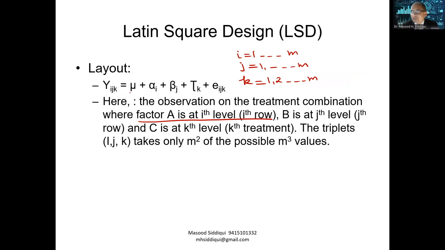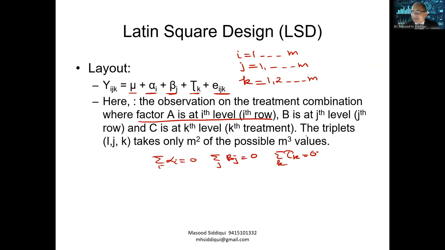Now here, mu is the general effect. This is the effect due to the ith row, the effect due to the jth column, and the effect due to the treatment. And this is the error or the random component. Here mu, alpha i, beta j, tau k are all constants. So the conditions are: sigma of alpha i over i is 0, sigma of beta j is 0, and sigma of tau k over k is also 0.